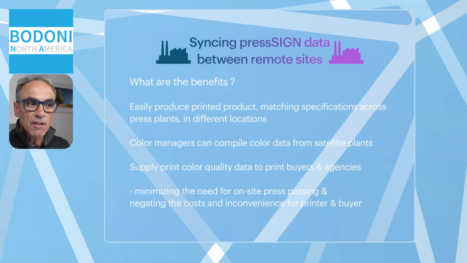You can supply print color quality data to print buyers and print buying organizations and agencies. This minimizes the need for on-site press passing and of course removes the costs and inconvenience for both the printer and the print buyer. Surely that's a great benefit. So if you are linked to a print buyer site, you can automatically send your data to their site. It's a really good idea for the brand managers and print buying organizations to get onto the subscription or the GPM version.